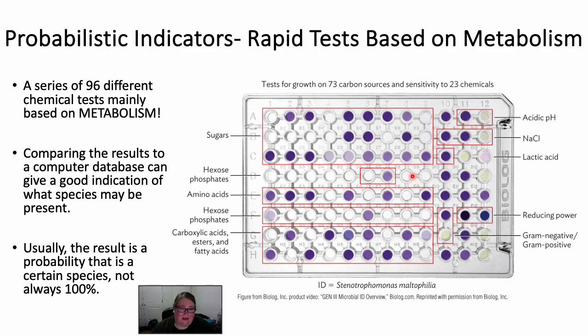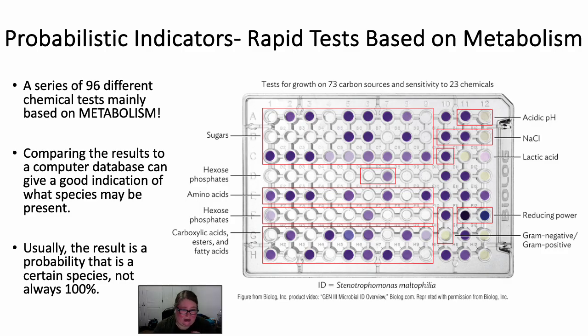The computer is going to take these results and say, oh, it's a 93% chance that this is Stenotrophomonas multifila. So it's going to give us the probability that it's that certain species. It's not always 100%, but this is a way easier way to identify things if we don't have DNA technology right there.